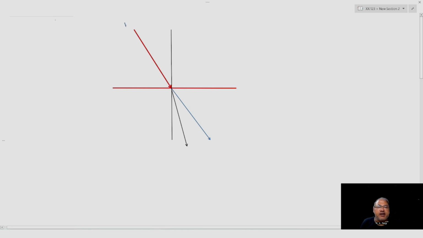You see, this is the incident ray and this is the refracted ray. And this angle is called delta. Delta is nothing but the angle of deviation. And this angle is R, where R equals the angle of refraction.